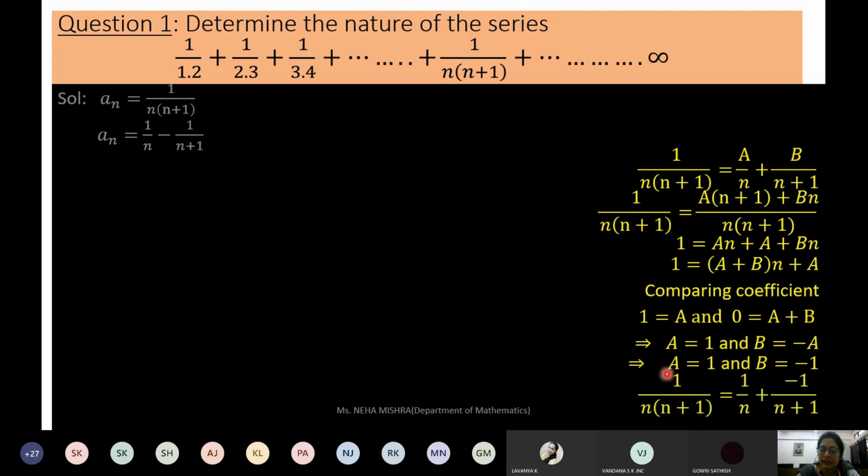Now, A and B values, you have to substitute here on the top. So you will get that 1 by n into n plus 1 is equal to 1 by n plus minus 1 by n plus 1. So minus will automatically come here. Hence, we got this 1 by n minus 1 by n plus 1. So basically, we have applied the partial fraction method. You will apply the partial fraction method only if you have factors in the denominator. If you don't have factors, then you are not going to use this method.